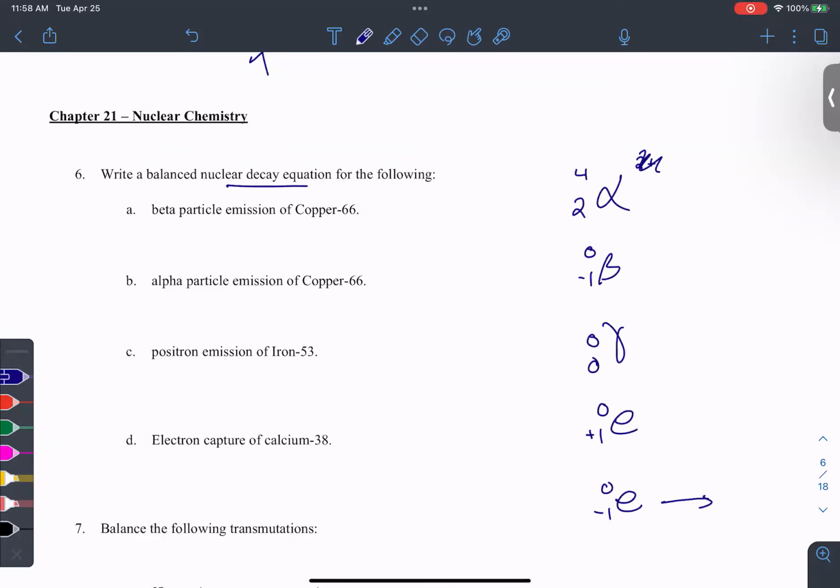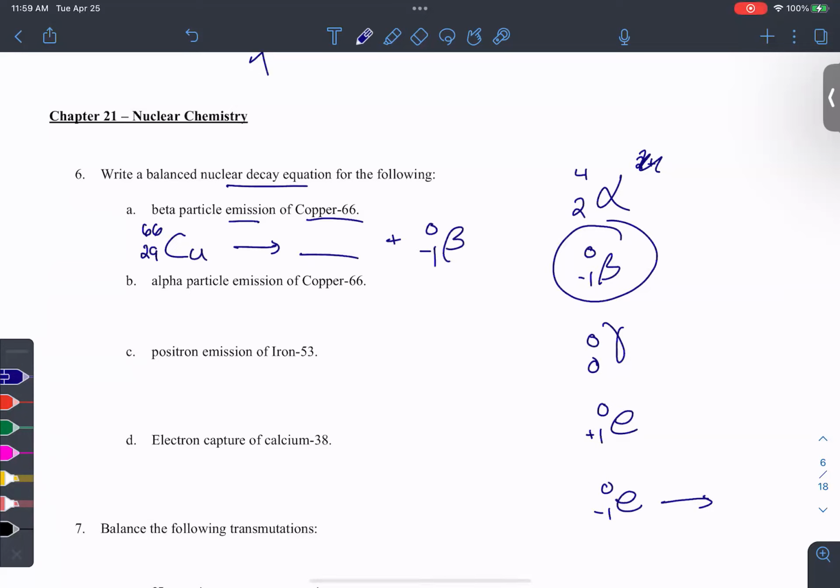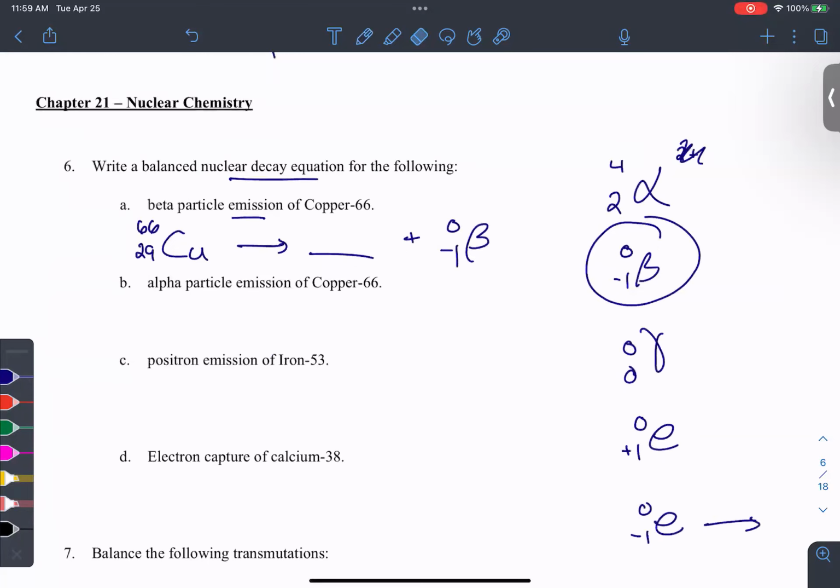So the idea here is let's do a little bit of reading comprehension. Copper 66 is emitting a beta particle. So that implies the beta particle is what? A reactant or a product? A product, yeah. So we're going to put copper 66, but I don't tell you the number of protons. Thankfully you have your own cheat sheet that tells you copper is 29 protons. So copper is emitting a beta particle, so I know that beta 0, -1 has to be a product. So we just balance it to make sure all those numbers match up.